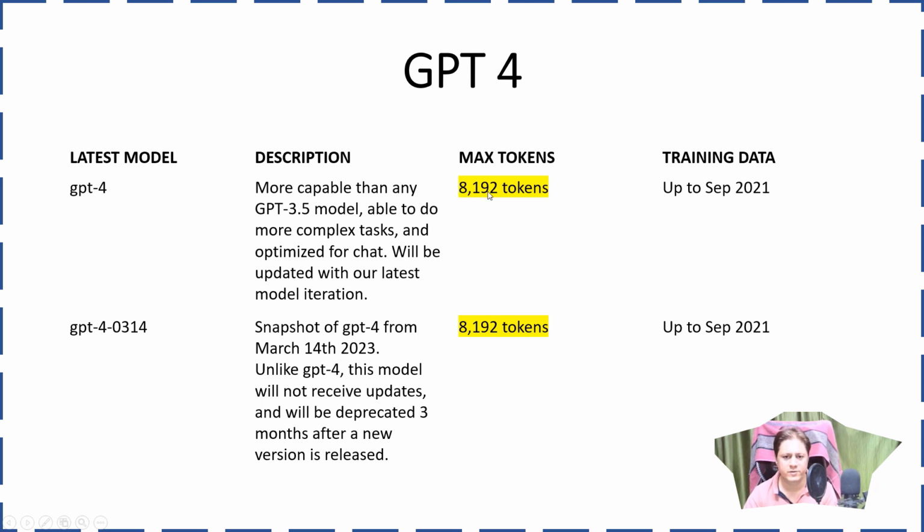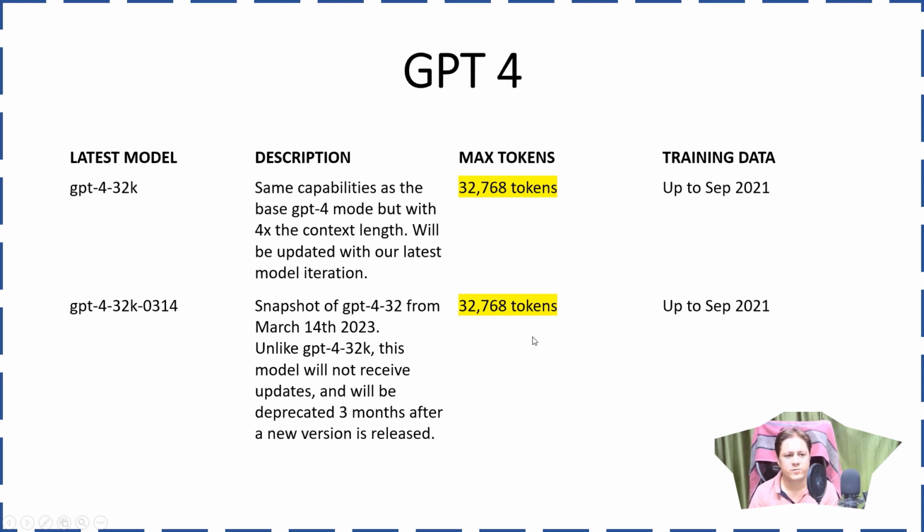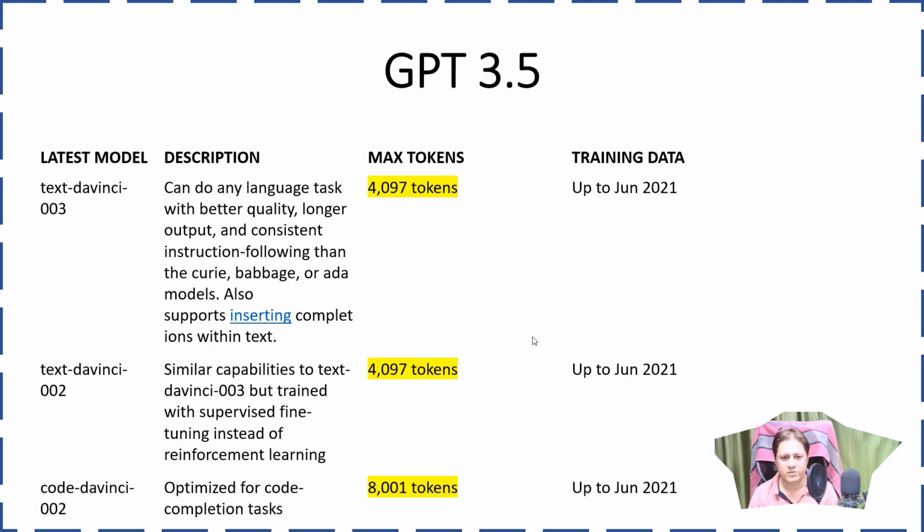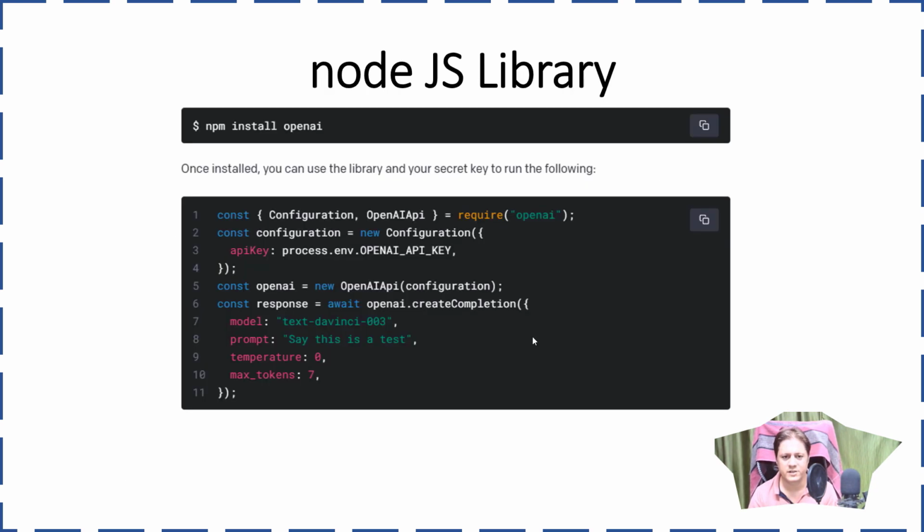GPT-4 has max tokens 8192. GPT-4 0314 has the limit of 8192 tokens. GPT-4 32K, the latest model, has 32,768 tokens as the limit, and like that. So you need to understand and send the max token parameter as per your requirement. But remember, whatever number of tokens you are sending, you will be charged accordingly. So it will eat up your credit card usage. So again, Code Da Vinci and all.